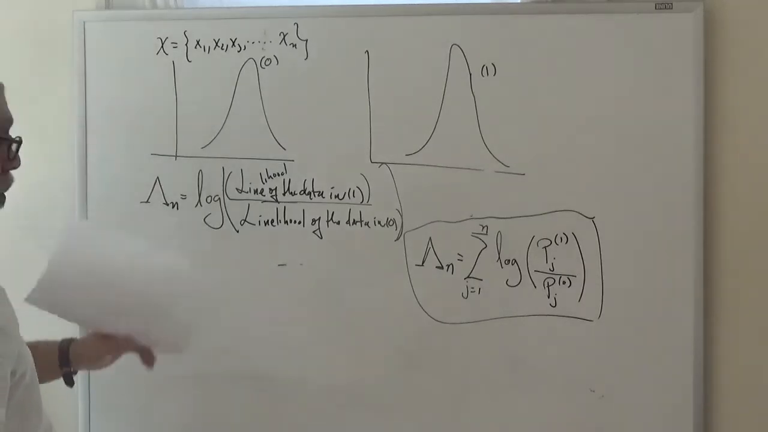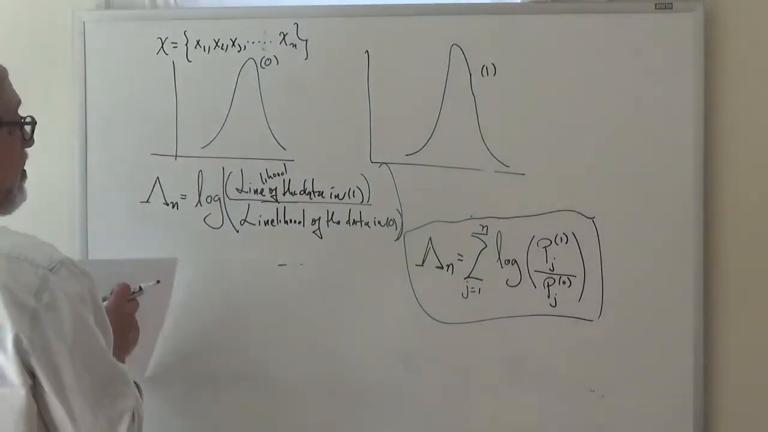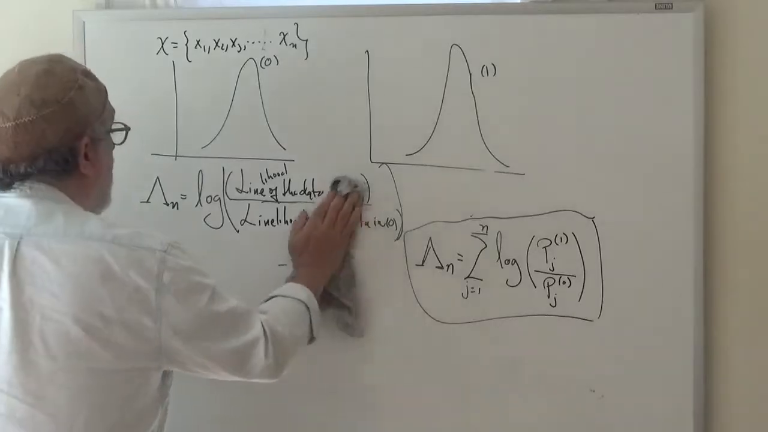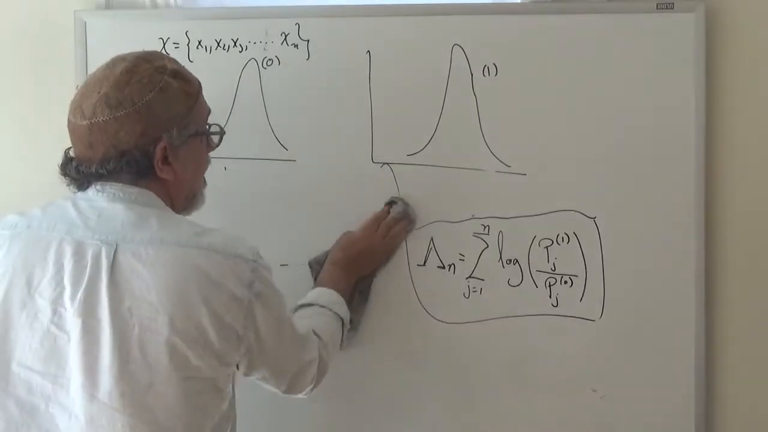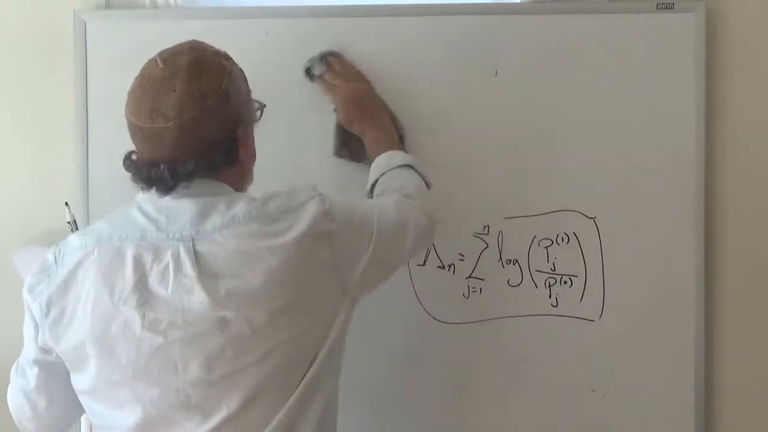So what happens then in this approach is the following. We plot on the vertical axis the value of lambda n.